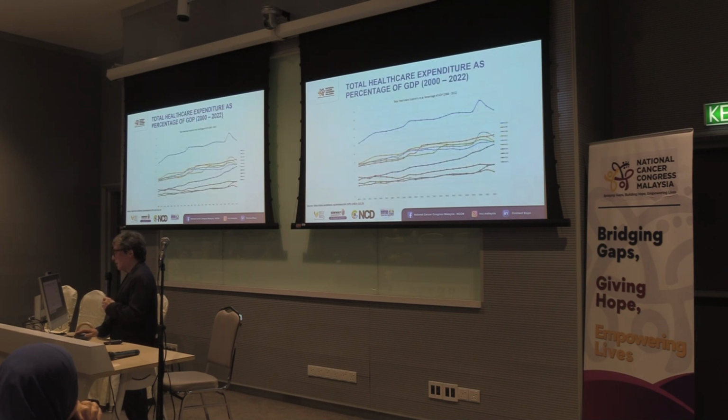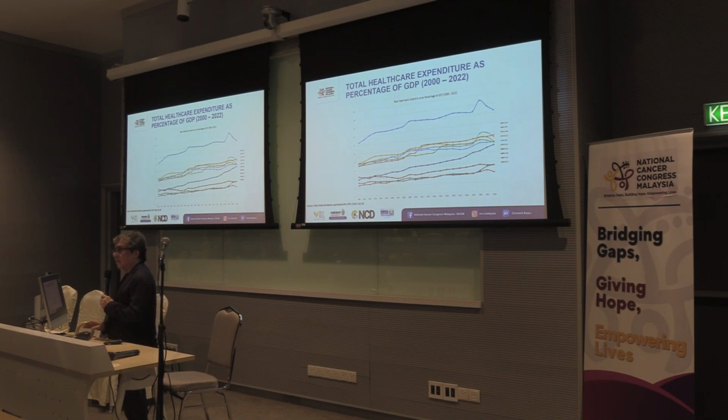And this is general healthcare expenditure as a percentage of GDP over a period of 22 years. Now, although most countries here are the so-called well-developed or high-income countries, there are a few that are considered middle income or lower middle income countries. On the top is of course the US, which is the biggest spender, and then some European countries. Malaysia is here, the blue curve. It is still going up.